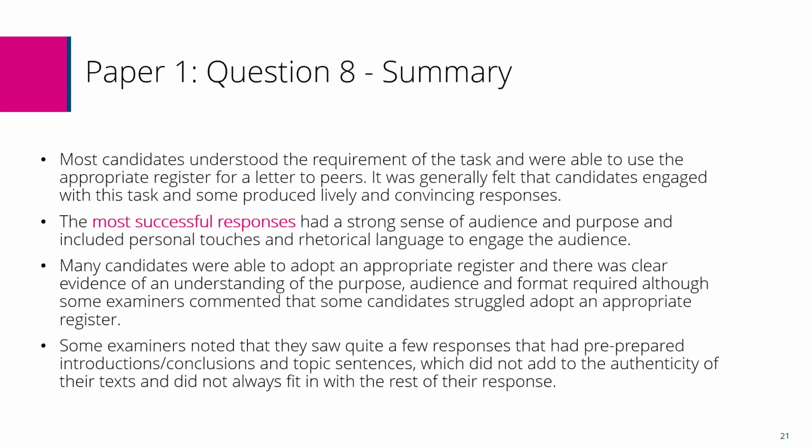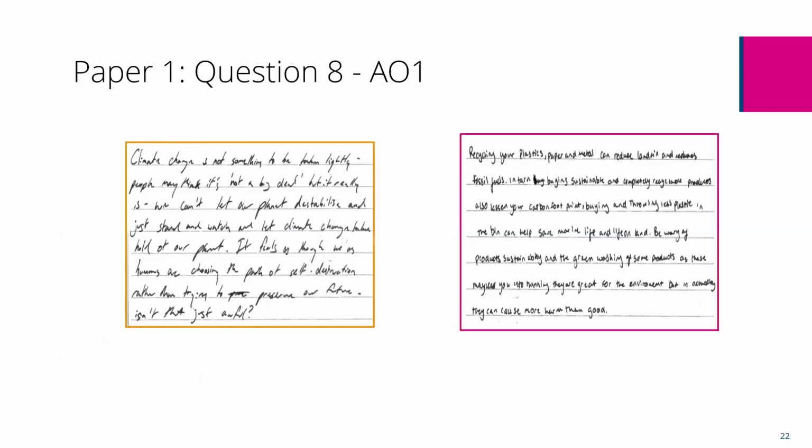Again, there's quite a lot of animation here. We've got speech bubbles. So we've got more successful candidates on the left-hand side and the less successful candidates on the right-hand side. On the right-hand side, the one with the pinkish surround is a level 2 response, and the one with the orangish surround is a level 5 response. These comments now are going to be from pages 32 to 34 of the examiner report.